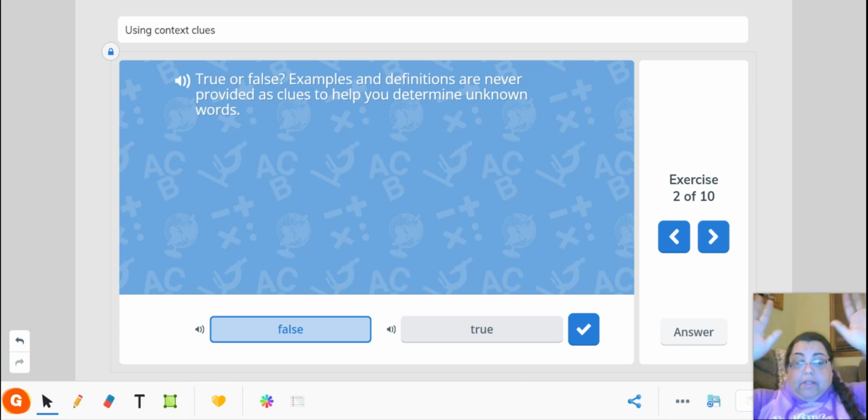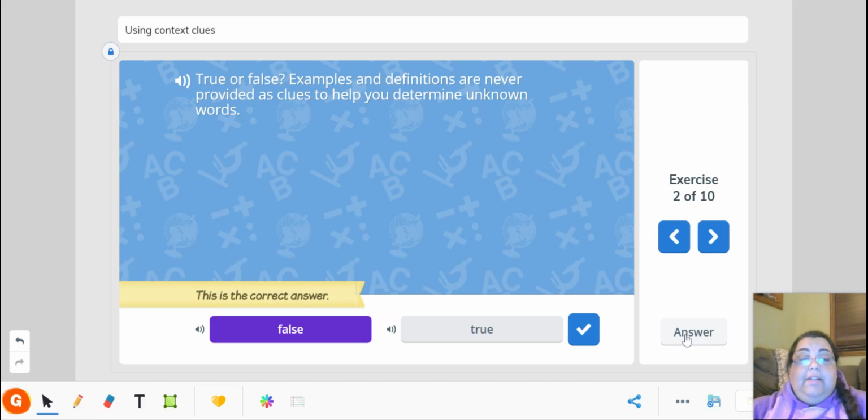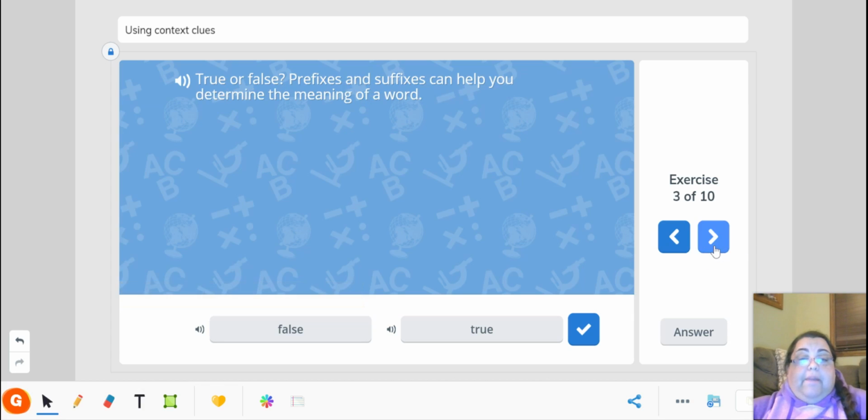If you select false, let's get those hands up in the air. Wiggle your fingers. Hands up. And that is the correct answer. So, hooray for everybody that chose false. If you didn't, go ahead and back the video up and try it again. Let's go on to number three. True or false? Prefixes and suffixes can help you determine the meaning of the word. All right, you know the drill. We're going to give about 15 seconds to figure this out.